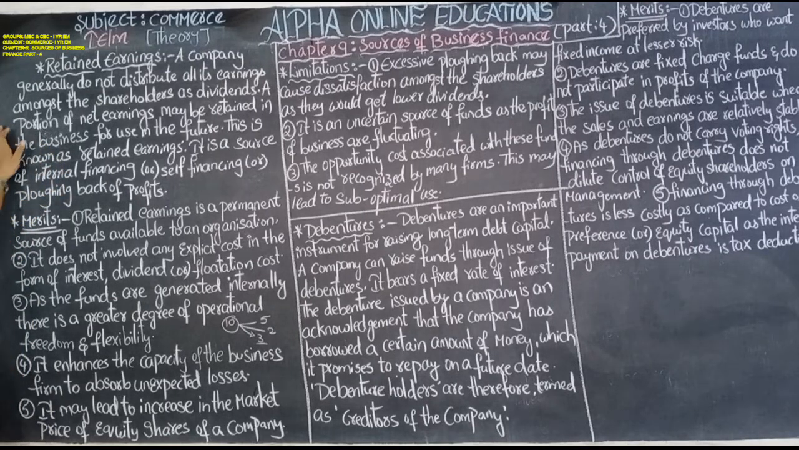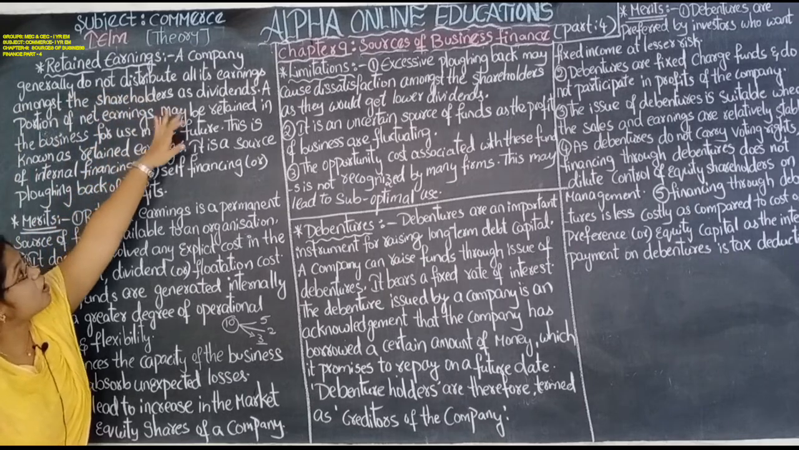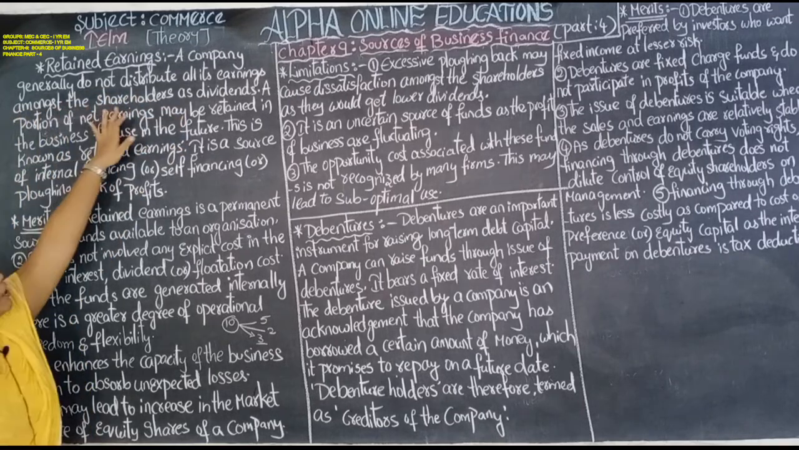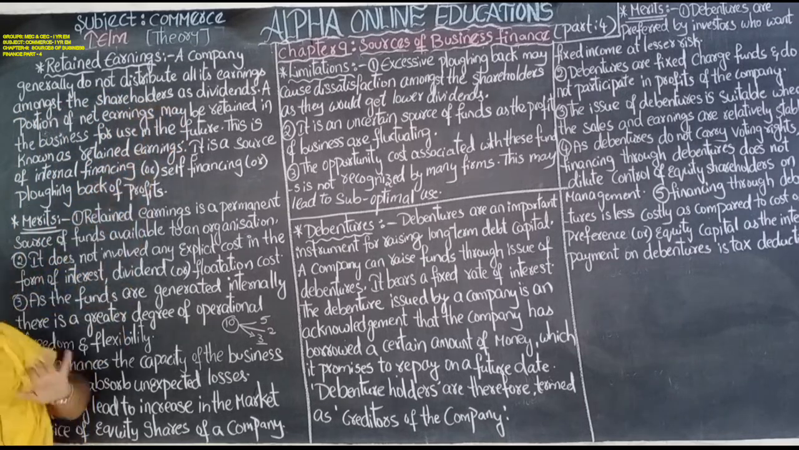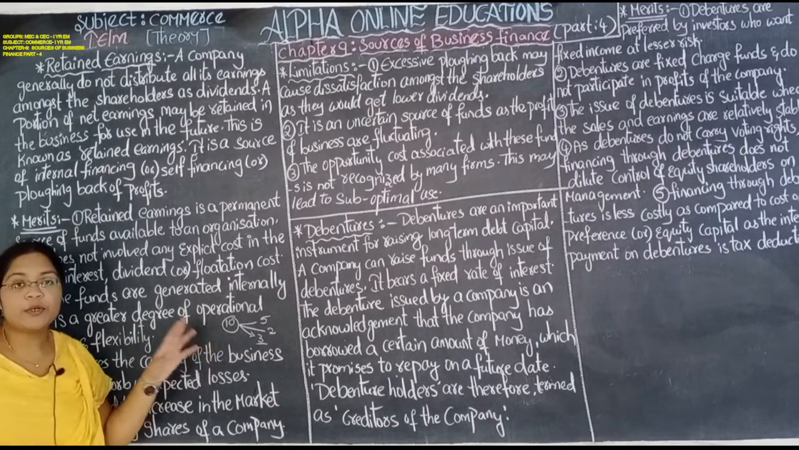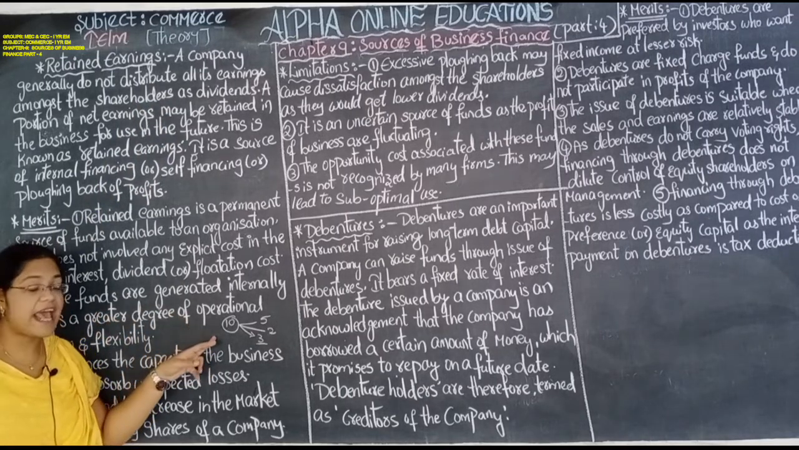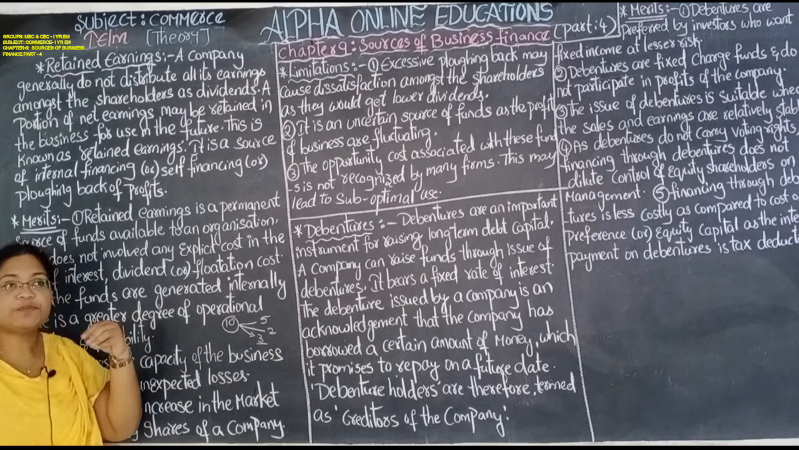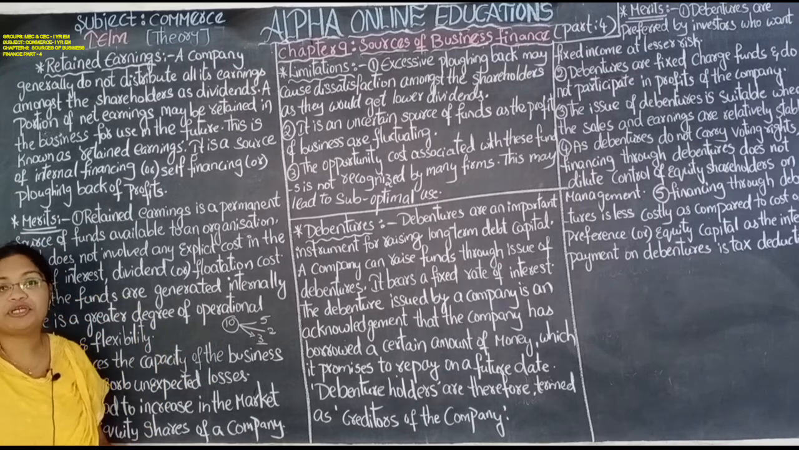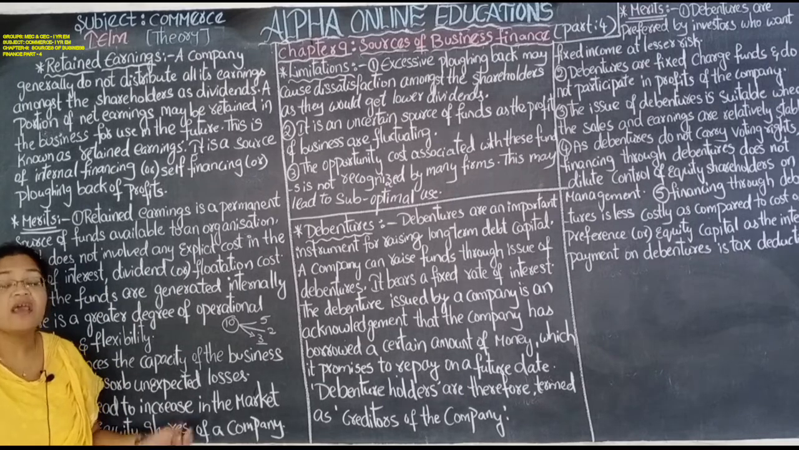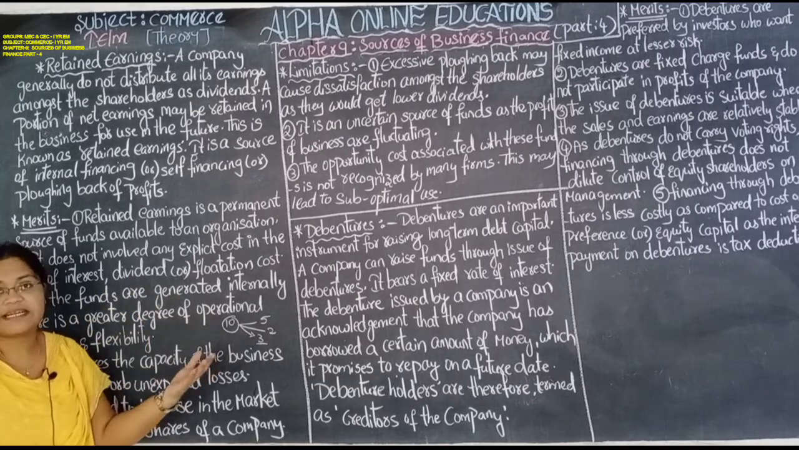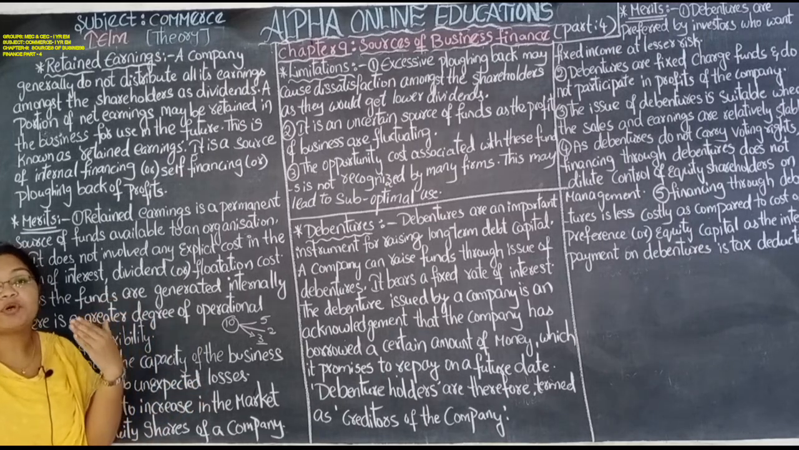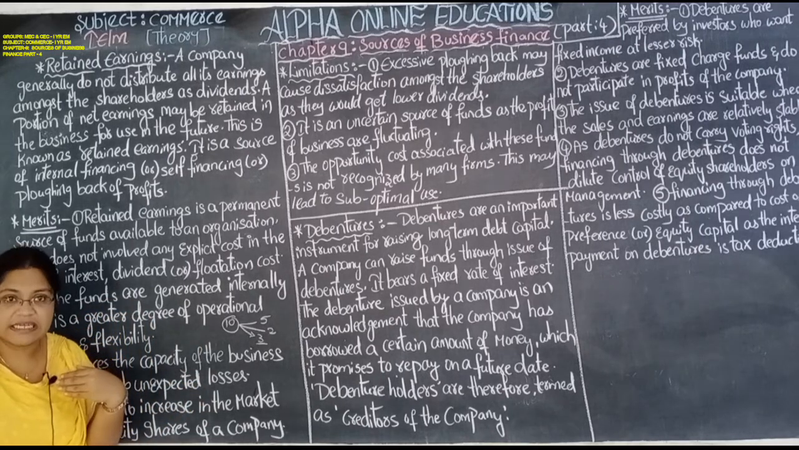A company generally does not distribute all its earnings among the shareholders as a dividend. If a company is getting 10 rupees, for example 10 rupees earnings means 10 rupees profit, then it will not distribute the total 10 rupees profit to the shareholders. Okay, it will share 75% of the profit, and it will keep 25% as reserves.